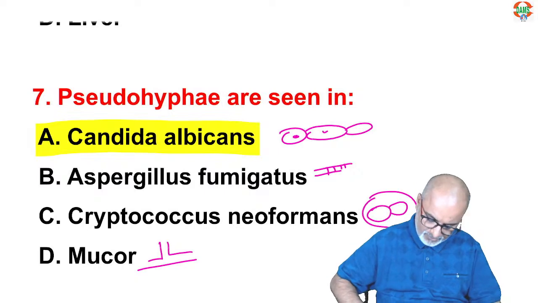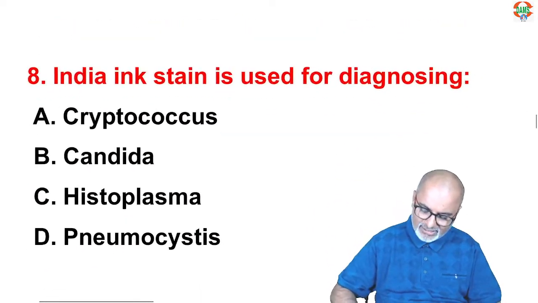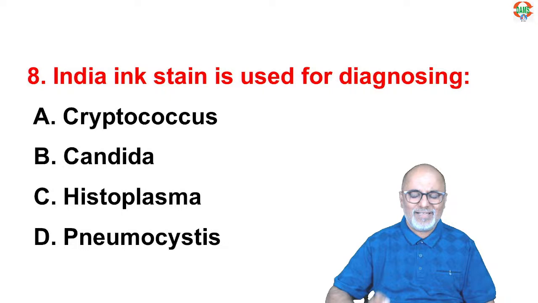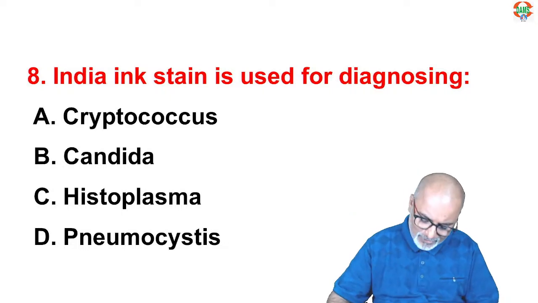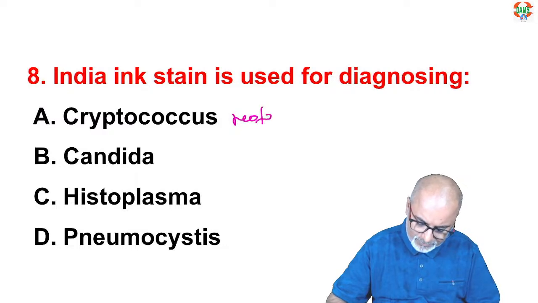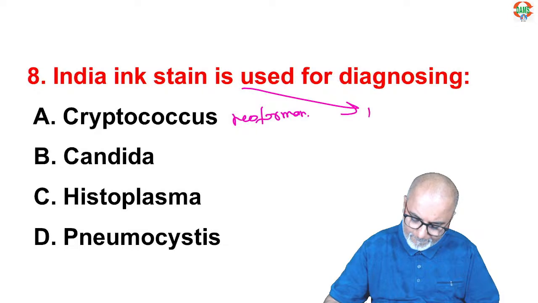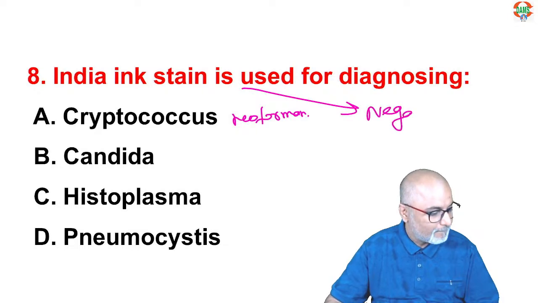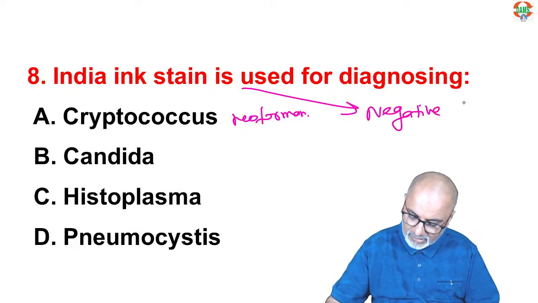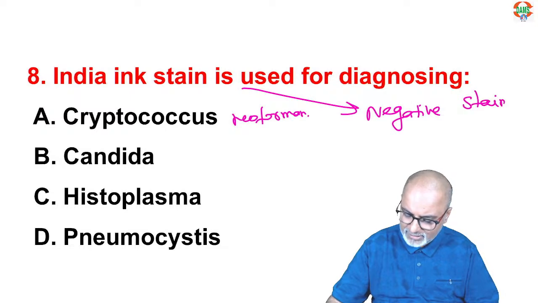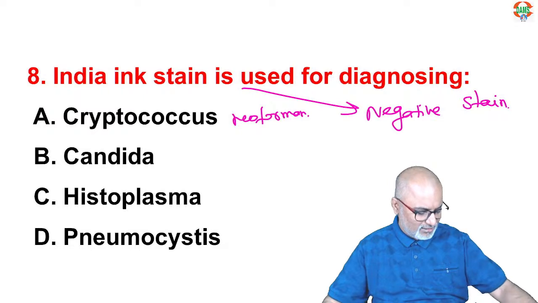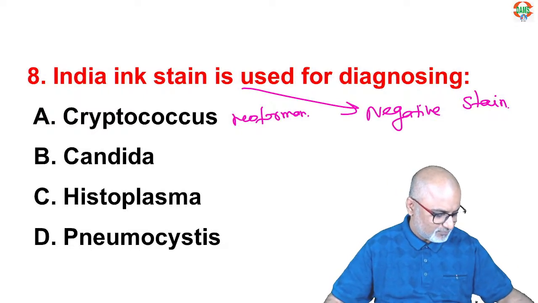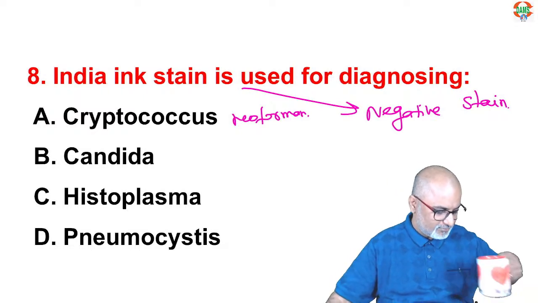Next is India ink stain. Wherever India ink comes, first you think of Cryptococcus, for diagnosing Cryptococcus neoformans. It is a negative stain. India ink is a negative stain for the diagnosis of this one.